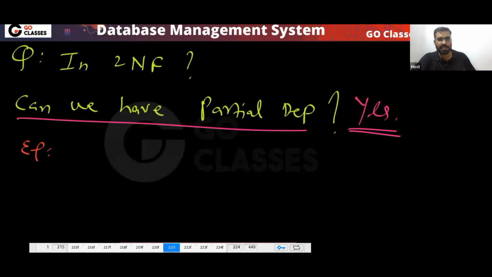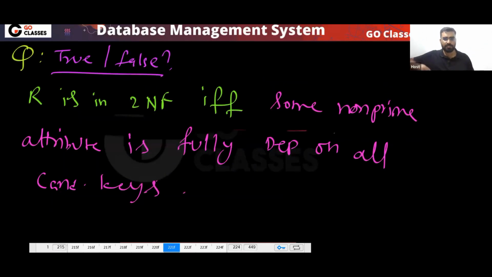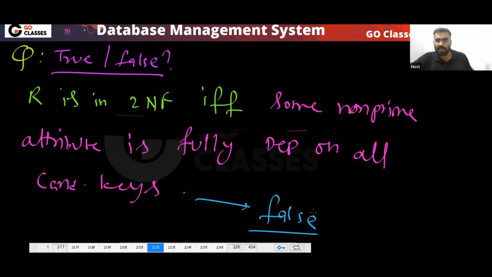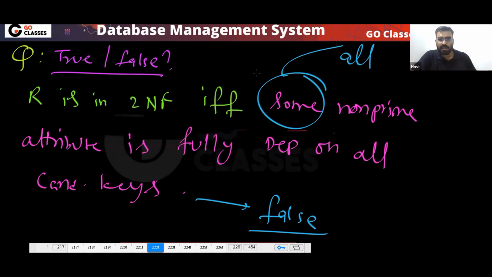Tell me, is this point clear? Let me know. Next question I want to ask. Tell me, is this true or false? This statement is false. Why? What is the reason this statement is false? A relation is in 2NF if all non-prime attributes must be fully dependent on all keys. The reason is this must be all. Is this clear?